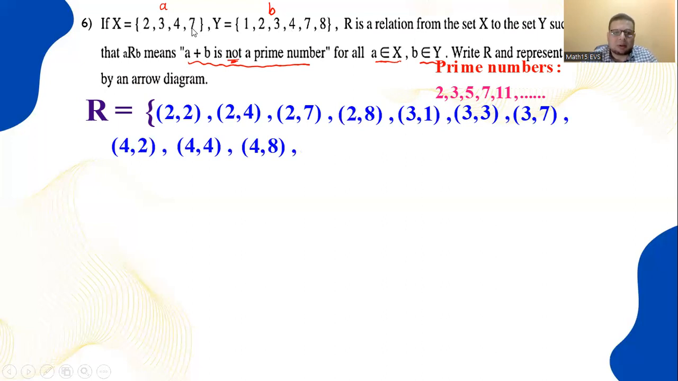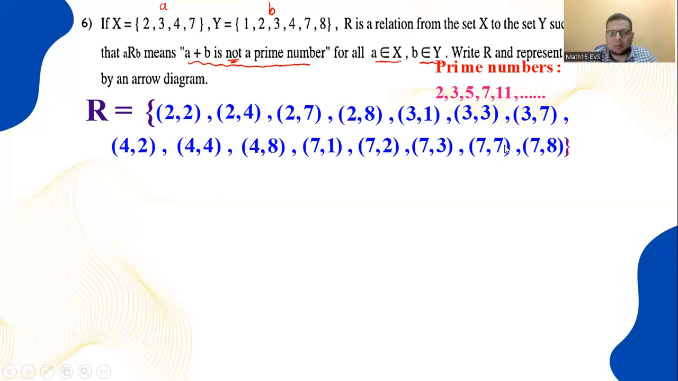Then hold number 7. 7 and 1, 8, not prime. 7 and 2, 9, not prime. 7 and 3, 10, not prime. 7 and 4, 11, prime. 7 and 8, 15, not prime. 7 and 7 also 14, not prime. So this is the relation.